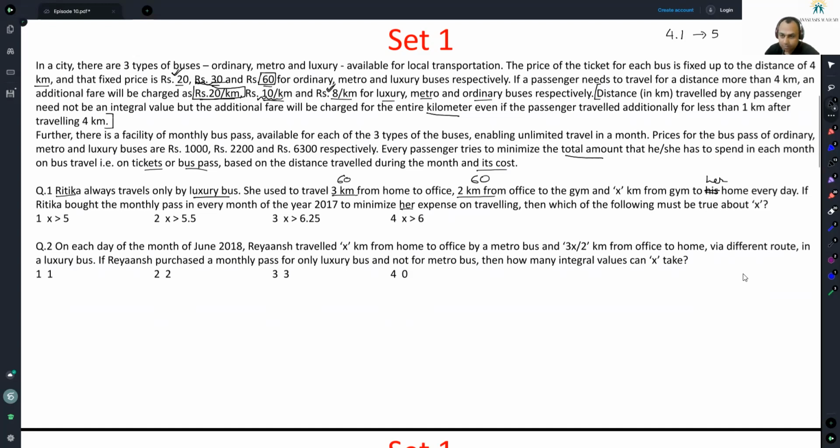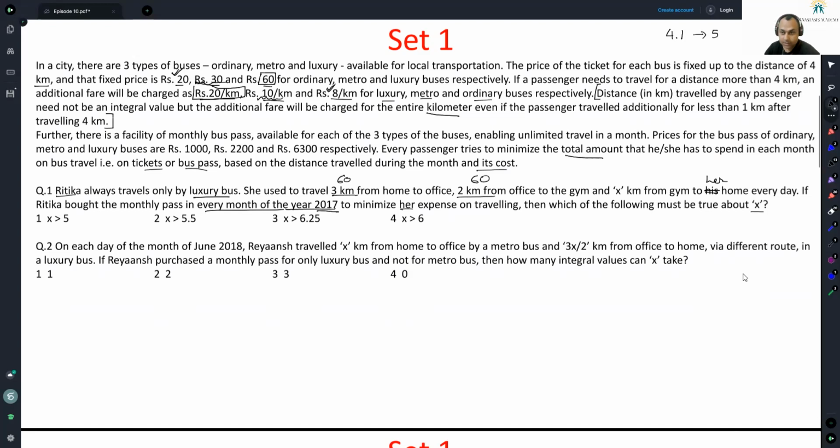X kilometers from gym to her home every day. If Ritika bought the monthly bus pass every month in the year 2017 to minimize her expense on traveling, then which of the following must be true about X? Now pay attention, she bought it in every month of the year 2017. So even in the month in which there were the fewest days, it was more beneficial for her to buy a bus pass.